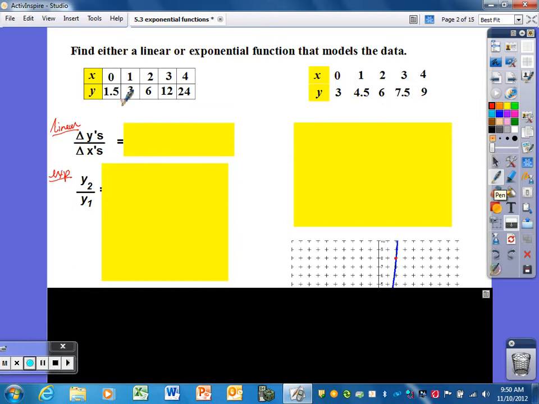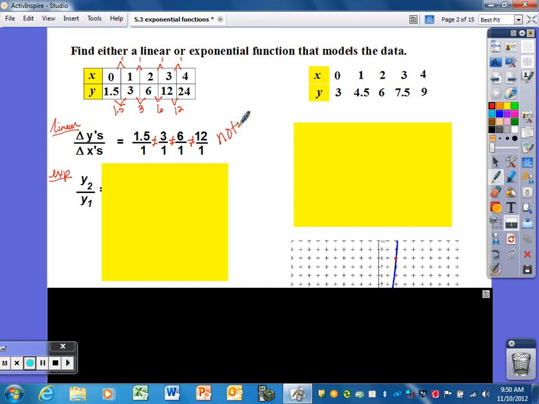So slope is change in y's. So this change is 1.5. From 3 to 6 is 3. From 6 to 12 is 6. 12 to 24 is 12. Over x's, 1, 1, 1, and 1. So when we compare that, we have 1.5 over 1, 3 over 1, 6 over 1, and 12 over 1. Are these slopes constant? No, they are not equal. They change every time. So we know it is not linear.